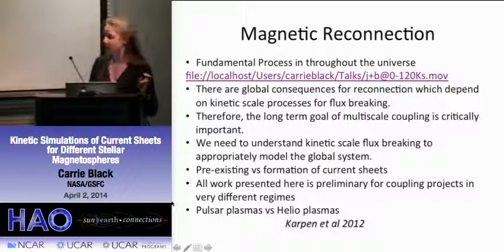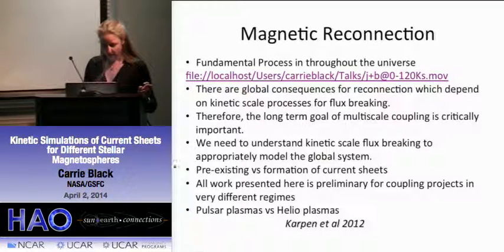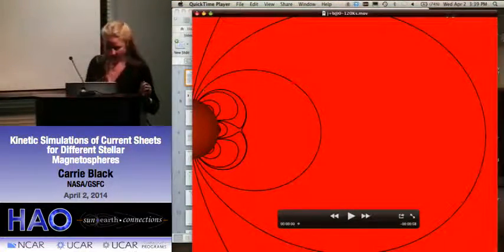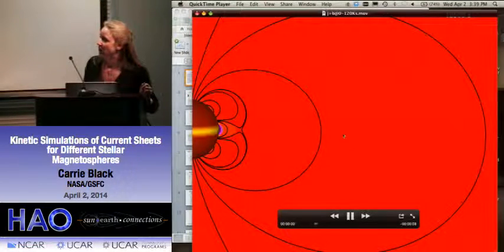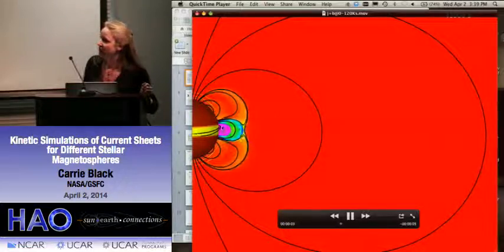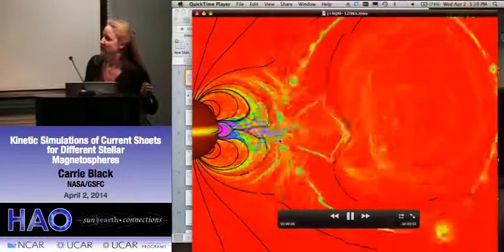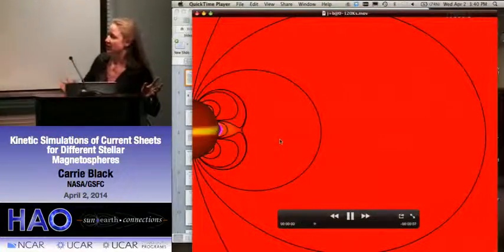Oh, so I was going to show this lovely movie, which I'm sure many of you have seen, of reconnection in the corona. This was made by Judy Carpin, and it very nicely demonstrates the breakout model, which is the basis of my solar work. So we have a four-flux system. You shear the magnetic field from the center, right? Forces all of this material out, and then boom. So there goes your CME.